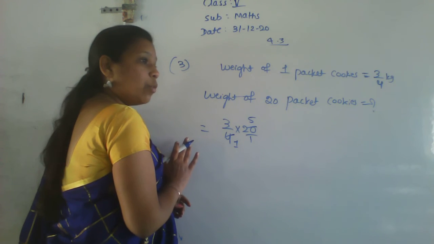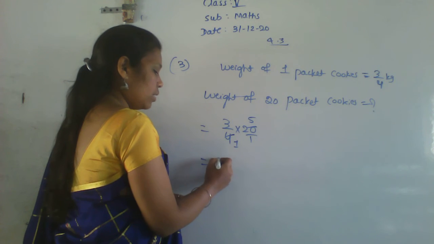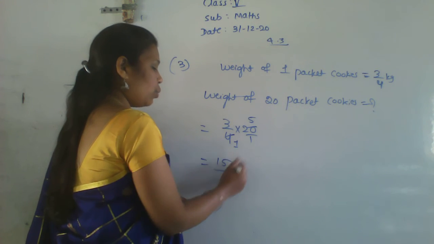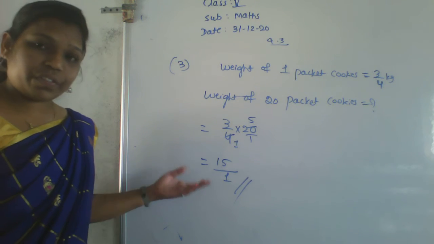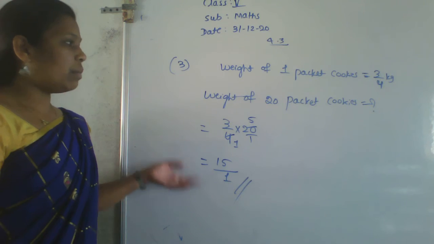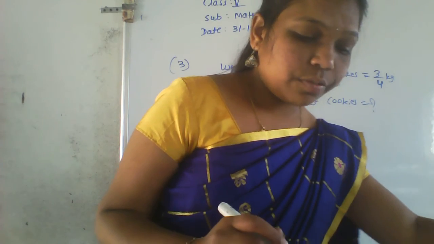What is left in the numerator? 3 and 5. Multiply it. 3 into 5 is 15. 1 into 1 is 1. So what is the answer? 15 by 1 or 15. Both are correct. 15 by 1 is the answer. Okay. Next, go for the fourth problem.